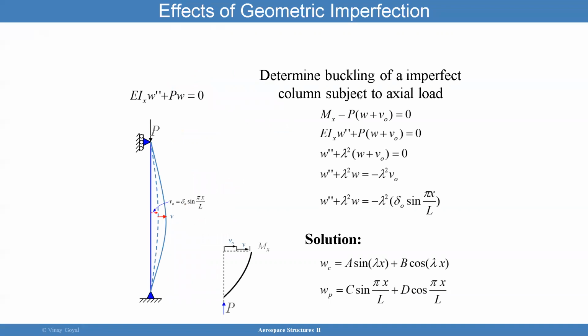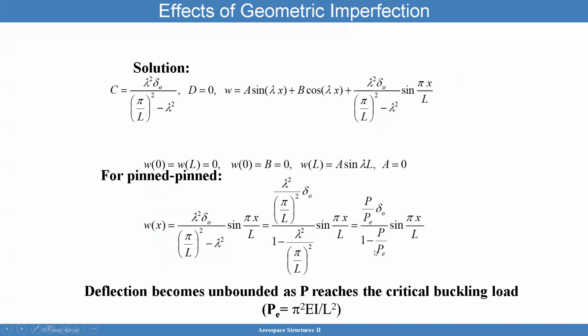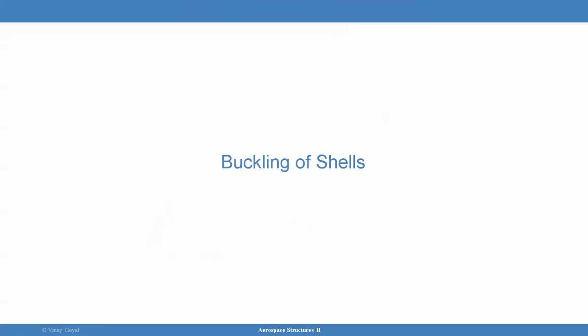You can also look at the effects of geometric imperfection. You can put a little imperfection here of this amount. Everything is going to have imperfection in real life. You can solve the equations, and I already covered it. When you solve it, you get the deflection, and you're going to see that the deflection increases the more imperfection you have. So something to know about.